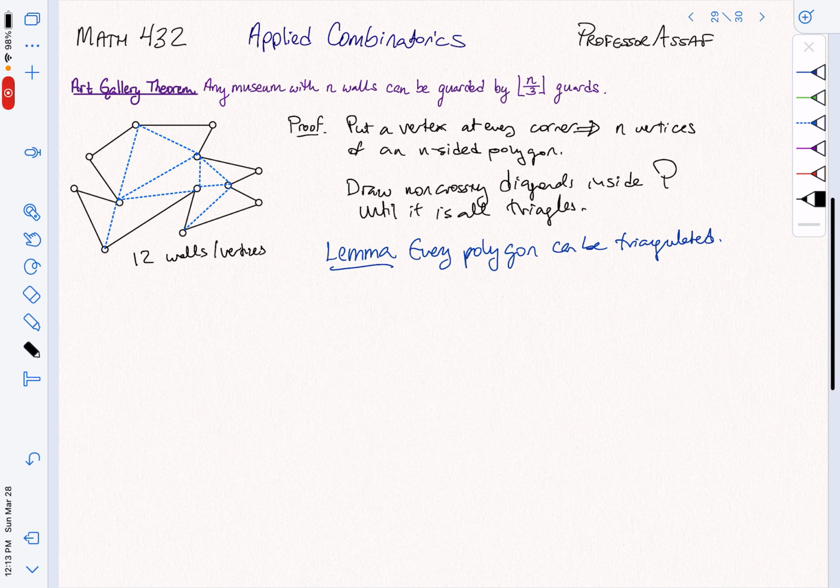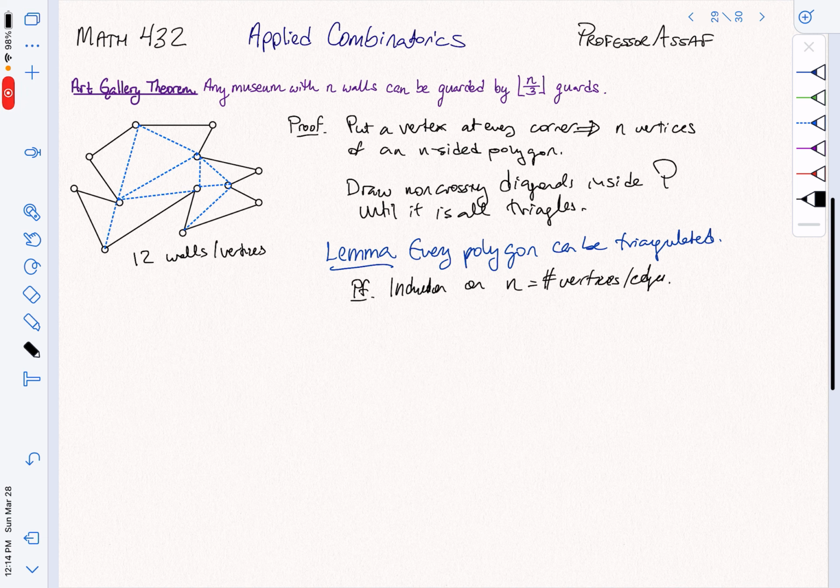Now, how would we prove this? Well, the easiest way to prove most statements about polygons is by induction. Polygons have n edges for some value of n. So that's what usually we want to do induction on. So that's what we'll do in this case. So I want to prove this lemma, and then I'll continue on with my proof of the art gallery theorem. But first, let's prove this lemma. Small proof for a small lemma. We're going to do induction on n equals the number of vertices, which is also the number of edges.